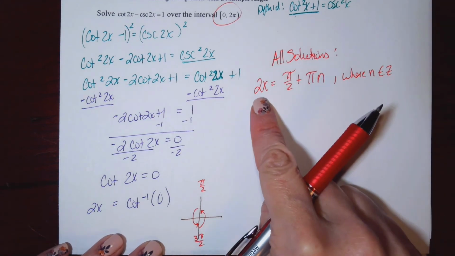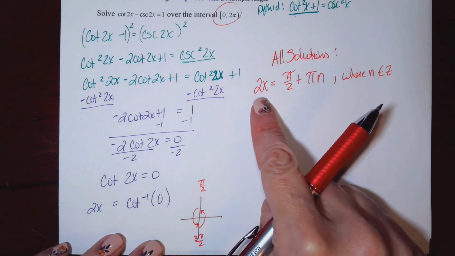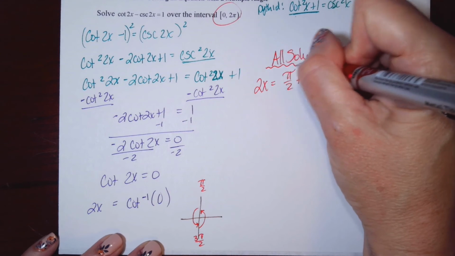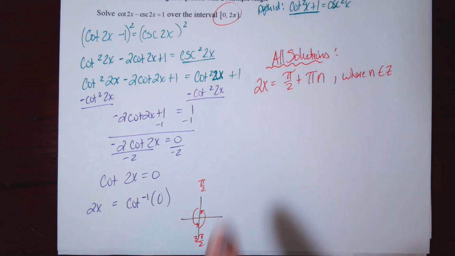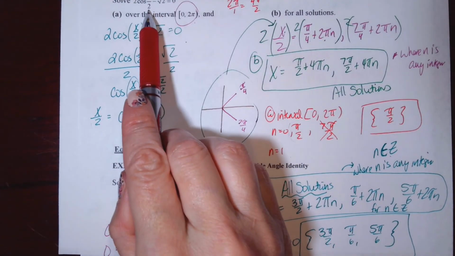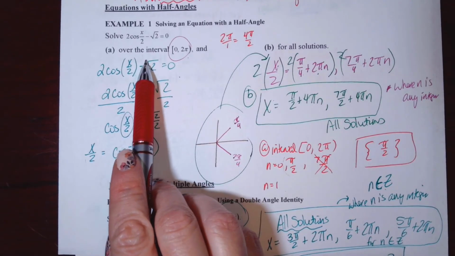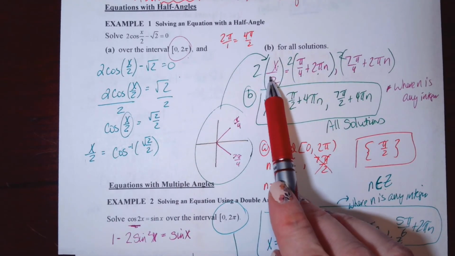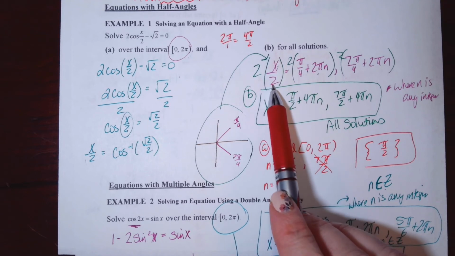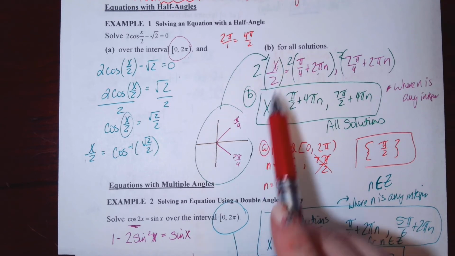Well, I haven't finished solving for x. Now in the last problem where we had to make an adjustment, let's pull that over here. Our argument was x half. So when we solved, we got our statement for x half. To solve for x here, we multiplied everything by 2.